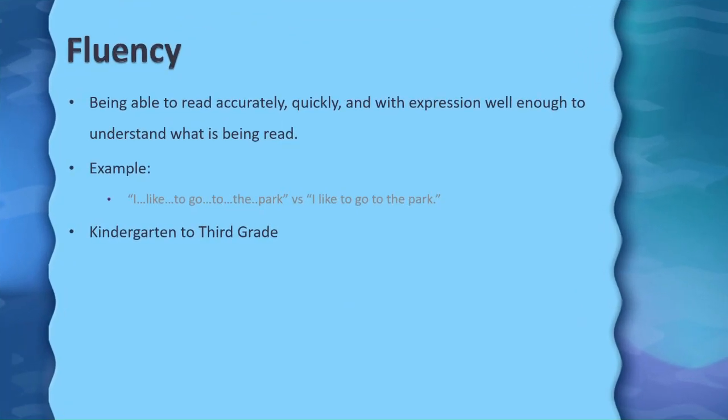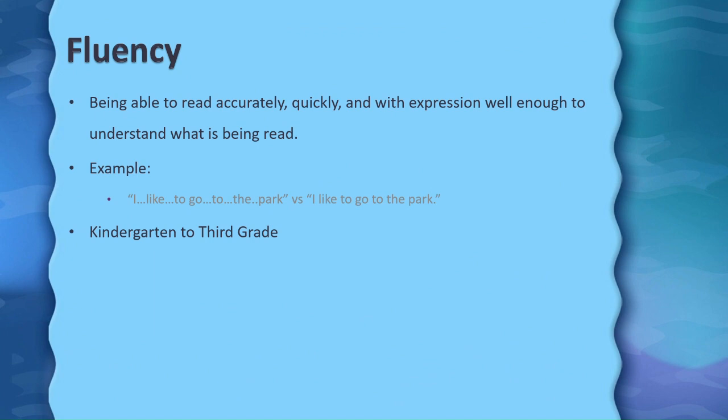So next we are going to fluency, which is reading accurately, quickly, and with expression, and well enough to understand what is being read. One word that is going to come up a lot within this section is prosody, which is reading with expression. So, for example, for fluency, we want the words to go all together without pauses in them. So, we have the sentence, I like to go to the park, versus I like to go to the park.